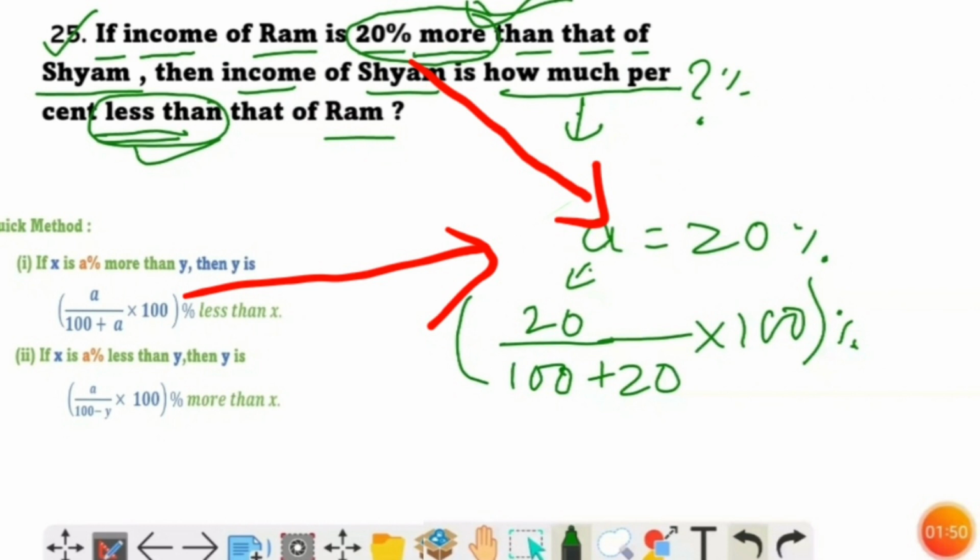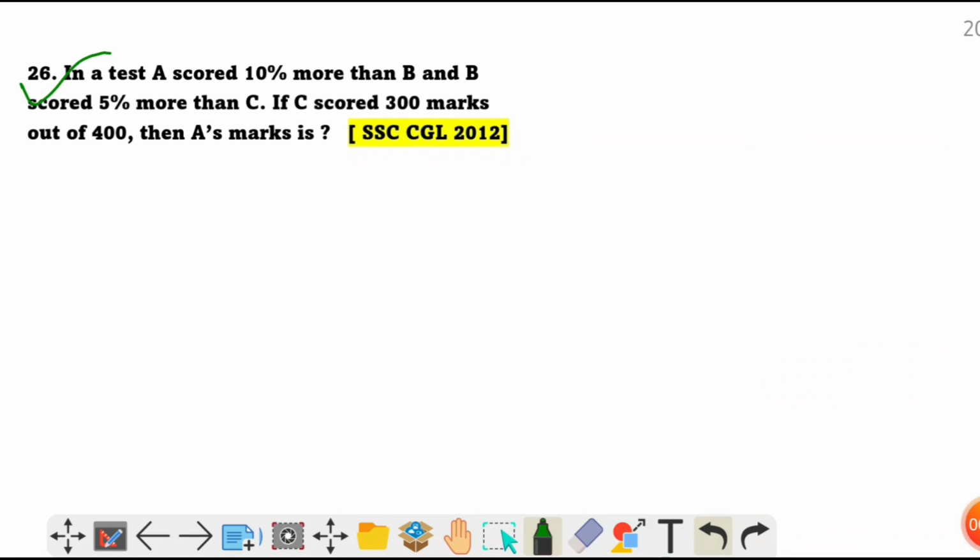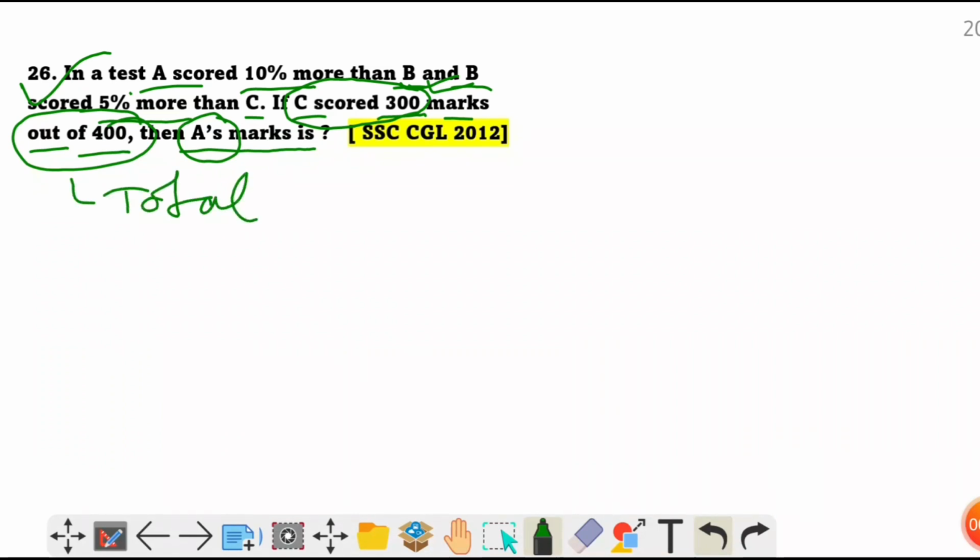So moving on to the next question. In a test, A scored 10% more than B and B scored 5% more than C. If C scored 300 marks out of 400, then A's marks is. We have to find A's marks, and in the question a clue is given, that is C scored 300 out of 400. Out of means the total marks. So the total marks is 400 and C has scored 300. So using this clue, we'll find out the answer.